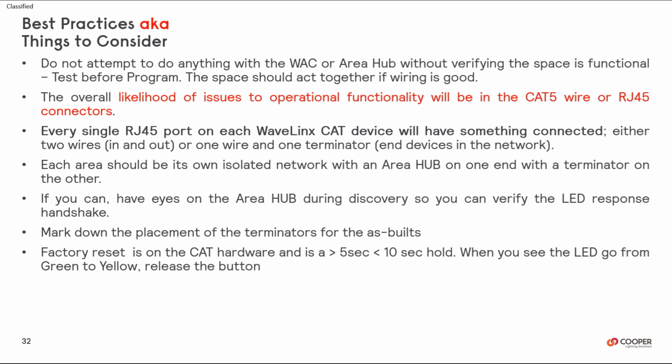Each area should be its own isolated network with an Area Hub on one end and a terminator on the other. If you can, have eyes on the Area Hub during discovery so you can see the LED response handshake. Mark down the placement of the terminators for the as-builts. And a good reminder, to factory reset a CAT device, hold the button down for greater than 5 seconds but less than 10. You will see the LED go from green to yellow, and then release the button.